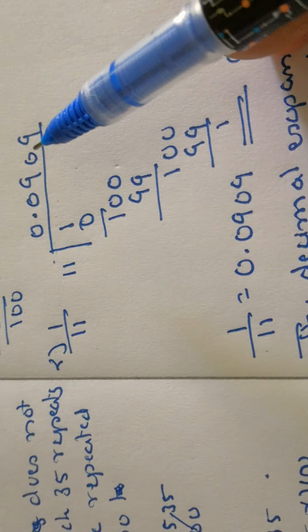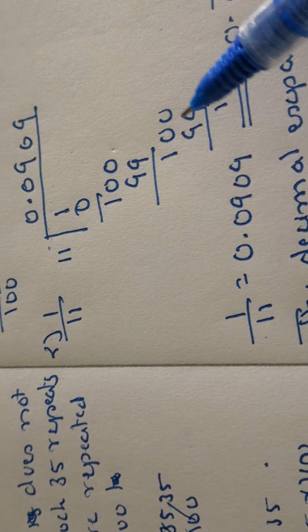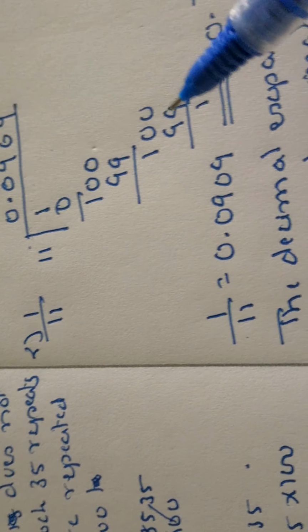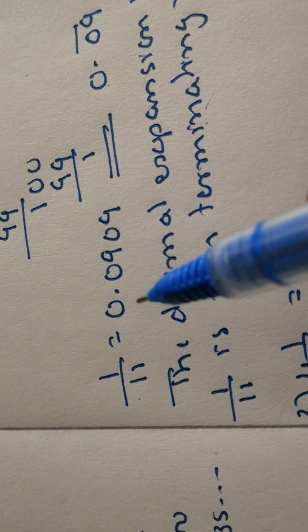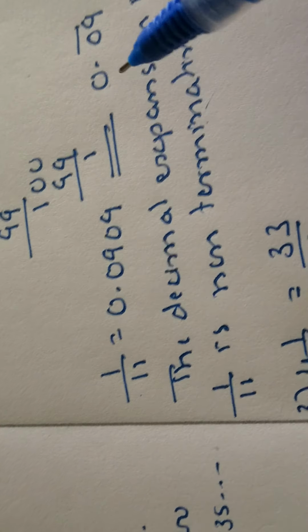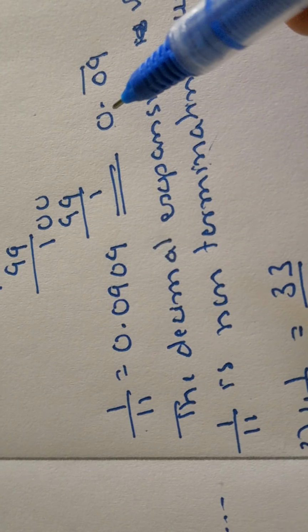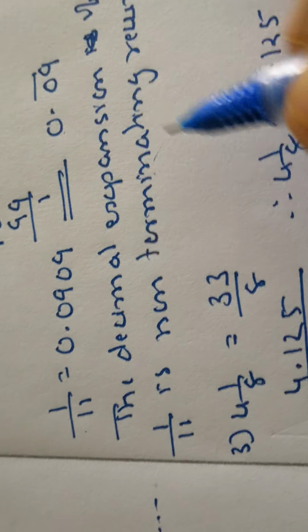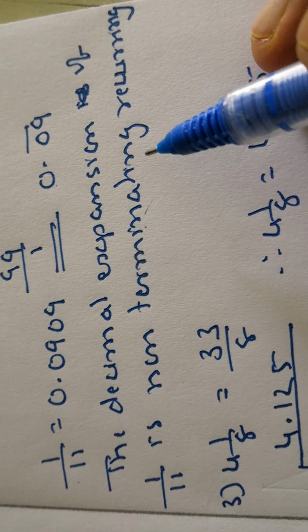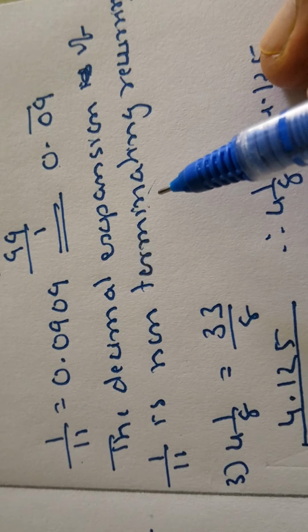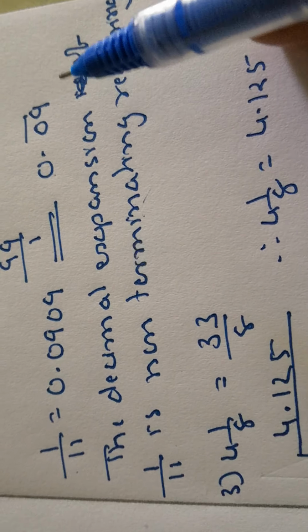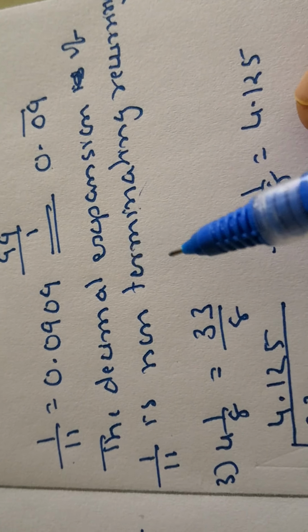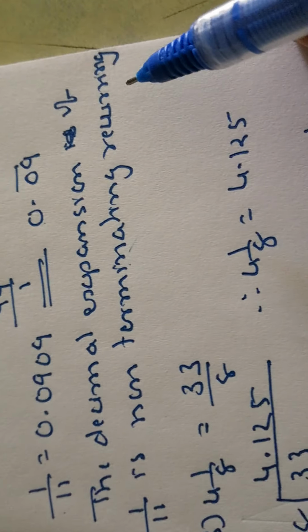But to get another 0, I am going to write 0. So I will get 100. So again 11 9s are 99. Remainder is 1. So 1 upon 11 is 0.0909, it is going on repeating. So we can write it as 0.09 bar. The decimal expression of 1 upon 11 is non-terminating, because it is not divisible exactly, and it is recurring because 090909 is repeating. So it is non-terminating and recurring.